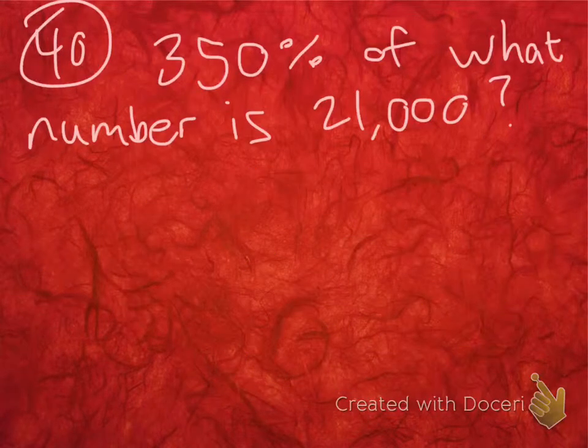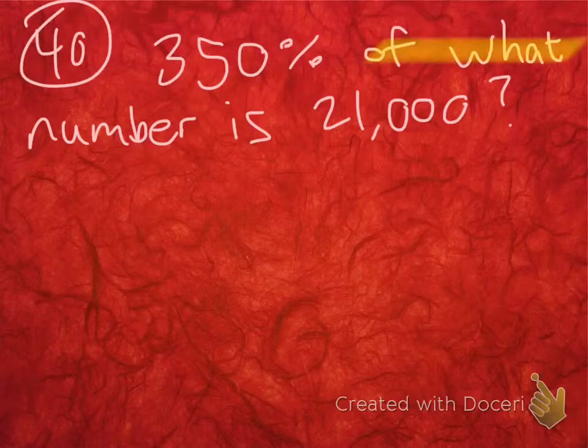All right. Let's do another one. So we're no longer estimating. If you want to continue estimating, there are 2 more examples, 31 and 32, that you can continue practicing with. All right, so on number 40, now we're solving. We're finding 350% of what number is 21,000.